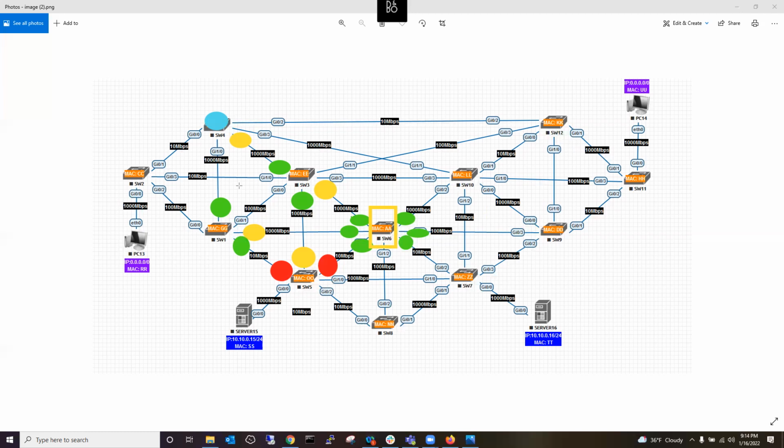Does that make sense? If my understanding is correct, yes. Are you referring to the link between switch 4 and switch 3? 4 and 3, yes.